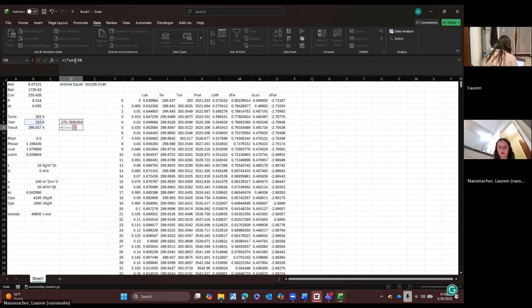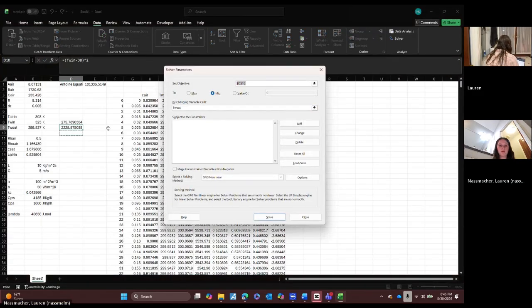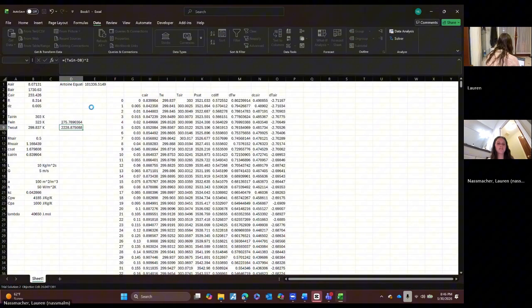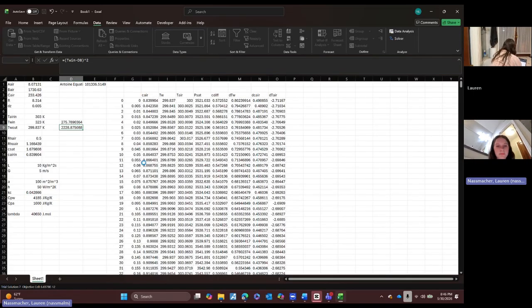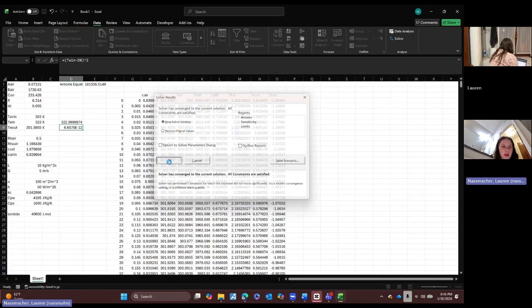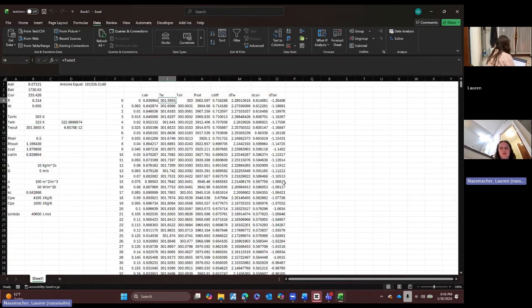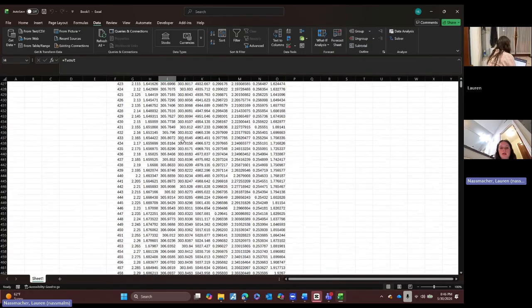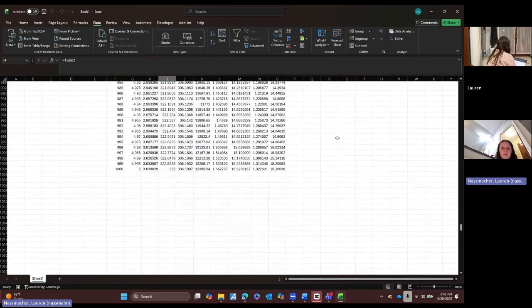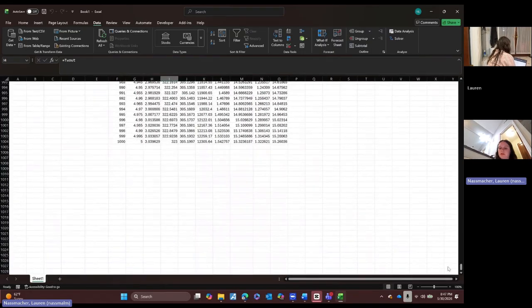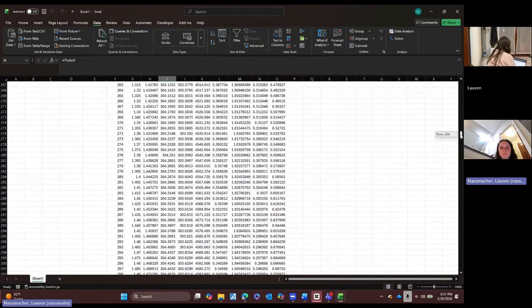Minus value squared. Use a solver. This value, we want it to be minimum, and we want to change this value. Okay, so now our temperature going out is slightly warmer. And that's an interesting thought process, right? If you increase that concentration, now it's warmer.